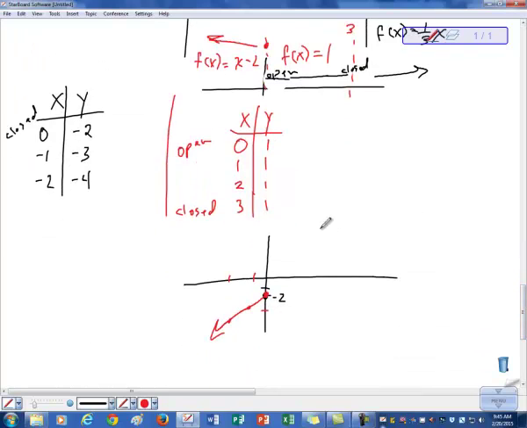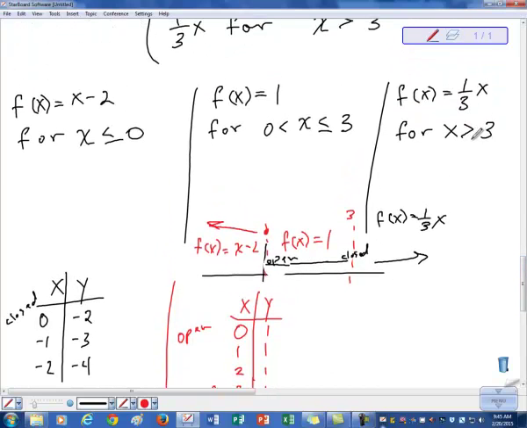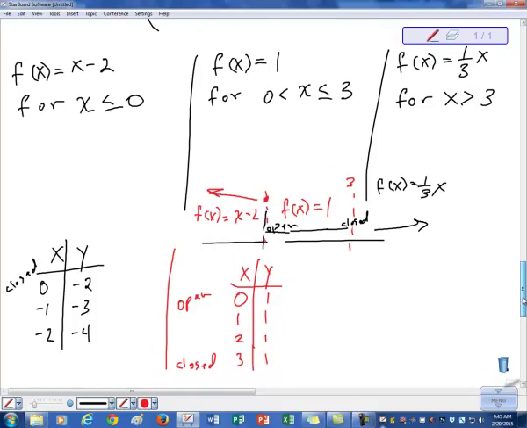Okay, so we have here x is 0, y is 1. So that's open. X is 1, y is 1. X is 2, y is 1. X is 3, y is 1. And that's closed. Notice there's always going to be 2 points. One's open, one's closed. Here, this is closed, so guess what? The other one is going to be, in this case, open because x is greater than 3. So let's look at this function.